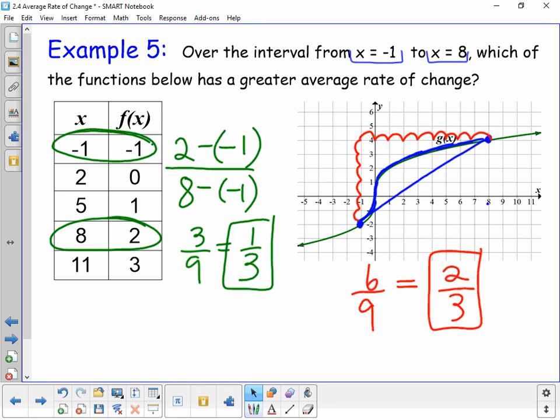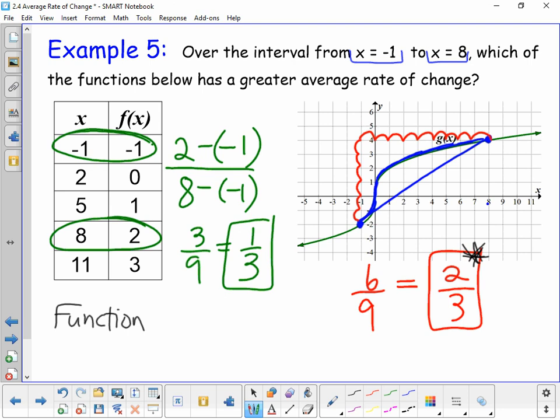So our job was to compare the two and decide which of those two functions had a greater average rate of change. And it looks to me like 2/3 is greater than 1/3. So function, that one is g of x, has a greater average rate of change.